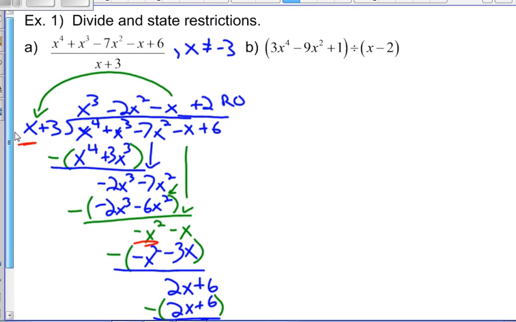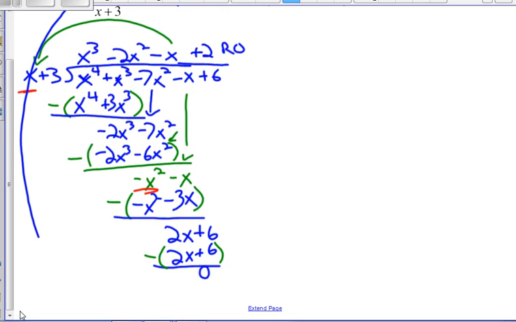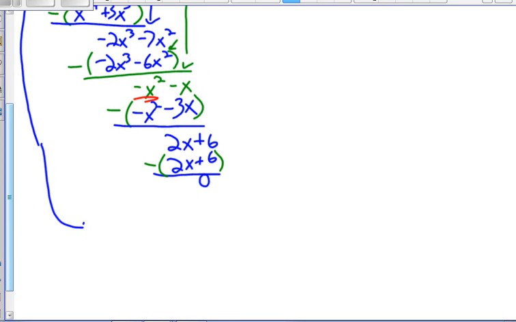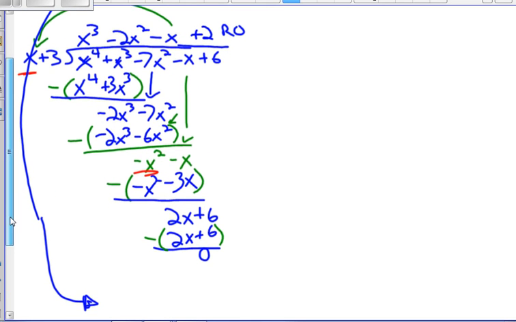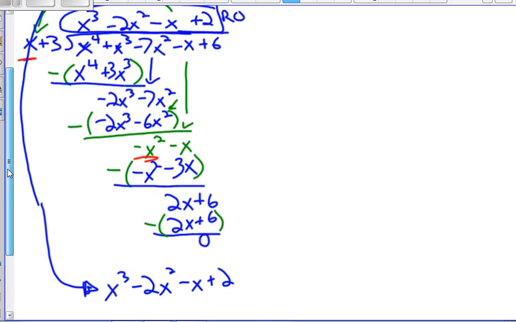Okay, so if I were to answer the initial question, what does this become? When I divide it out, I'm going to get whatever I find in here. X cubed minus 2x squared minus x plus 2. Okay, and the restriction was x could not be negative 3.